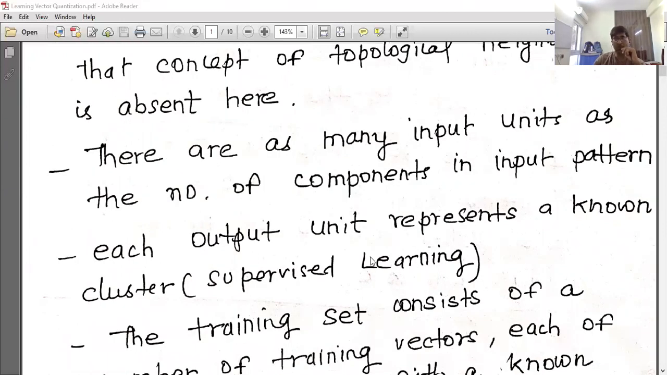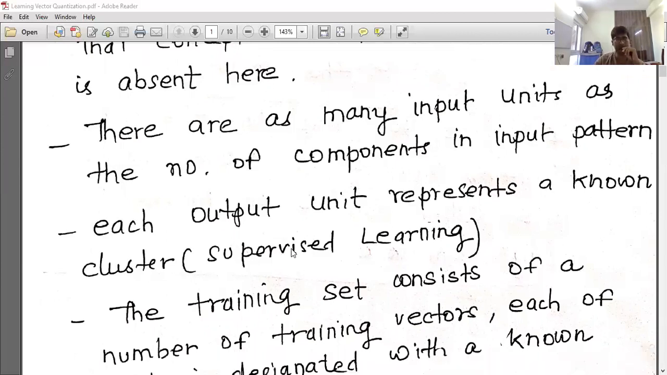Now, each output unit would represent a cluster, a known cluster. And that is why we are calling it a supervised learning algorithm. Although we should not have called it clustering, since these clusters are known and have designated labels, each and every training pair would have a designated cluster, right? And therefore, this is a clustering algorithm.